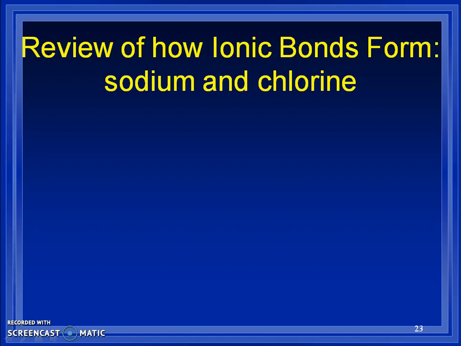So here's an example of how the sodium and chlorine ions form. Sodium has 1 valence electron because it's in group 1. Chlorine has 7 valence electrons because it's in group 17. This is a perfect match because sodium is going to transfer its 1 electron to chlorine, forming that +1 sodium ion and the -1 chloride ion. And they both have now the noble gas configuration, making it sodium chloride.